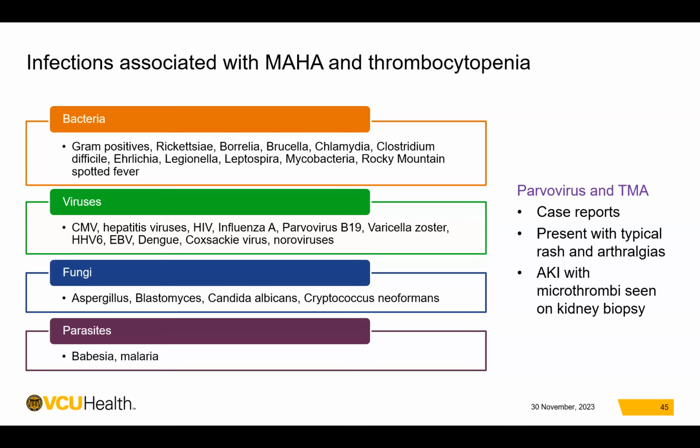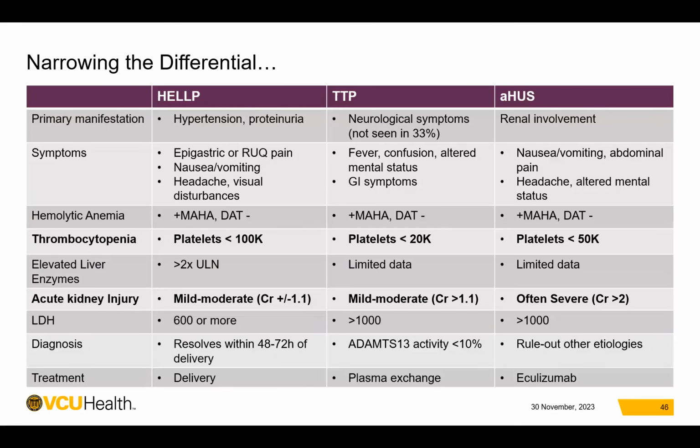Typically, these patients have the typical slapped cheek rash and arthralgias, and they get an AKI and they have microthrombi that are seen on their kidney biopsy. But our patient had an elevated IgG and not an elevated IgM. So that just means she's had parvovirus in the past. So this is not on my list of diagnoses. So I've narrowed the differential. I like HELLP, I like TTP, and I like atypical HUS.